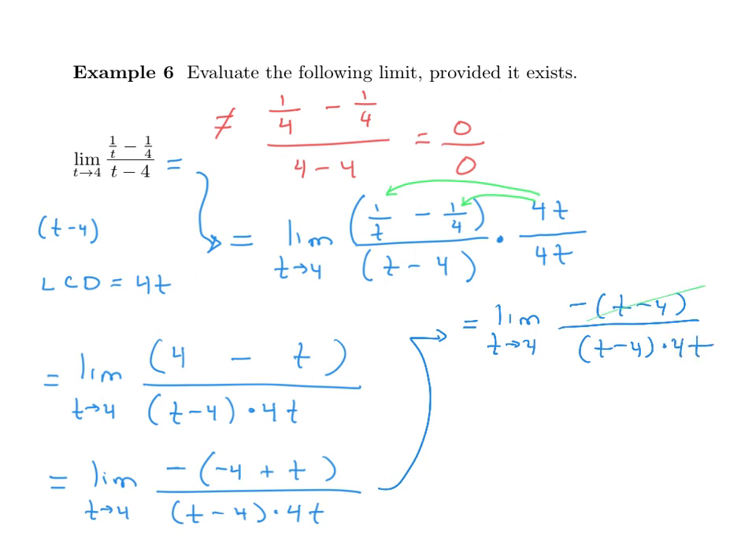And now we can cancel that with that. What's left over is the limit as t approaches 4 of, well, that's really negative 1 divided by 4t. That was a lot of work, but this in a limit is equivalent to this. Can we just plug 4 in place of t to get our answer? Definitely. 4 times 4 is 16. So I'll just say my next step is put 4 in place of t. This is negative 1 over 16, which I'll write like this. That's the answer.